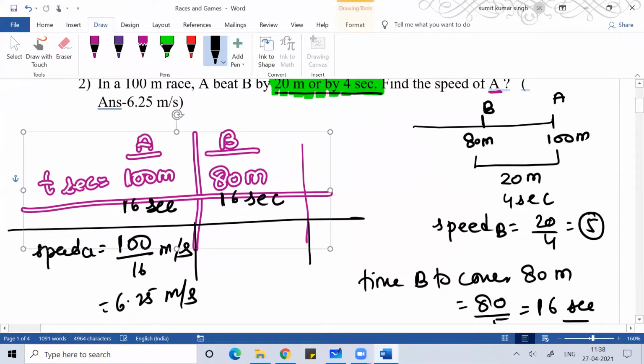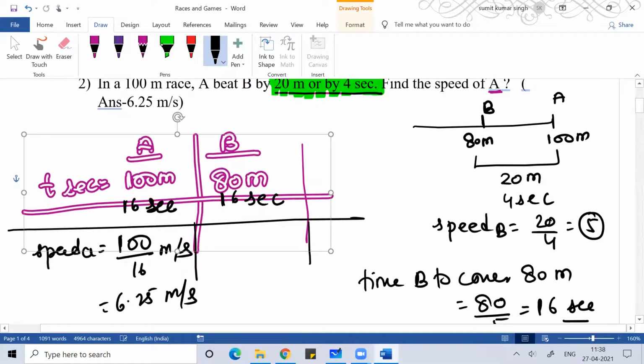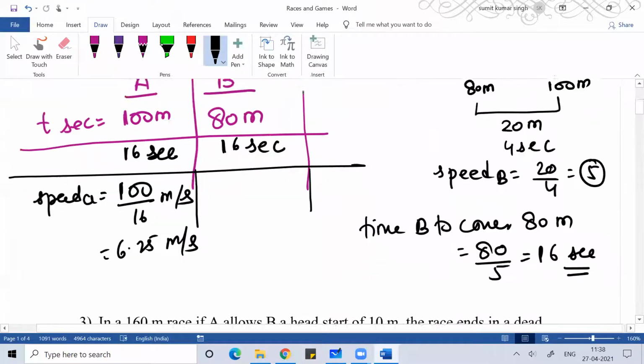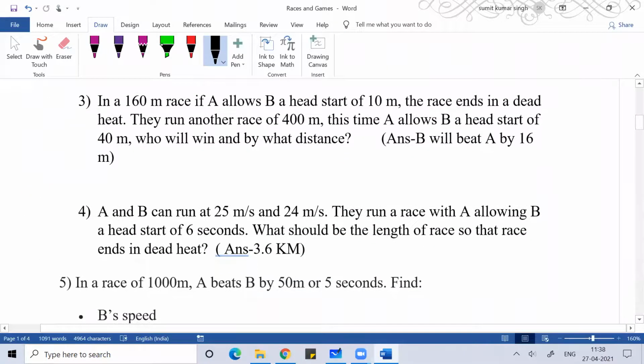So these things are very important. Problems on races and games are very important. Make sure you practice a lot of questions on races and games.